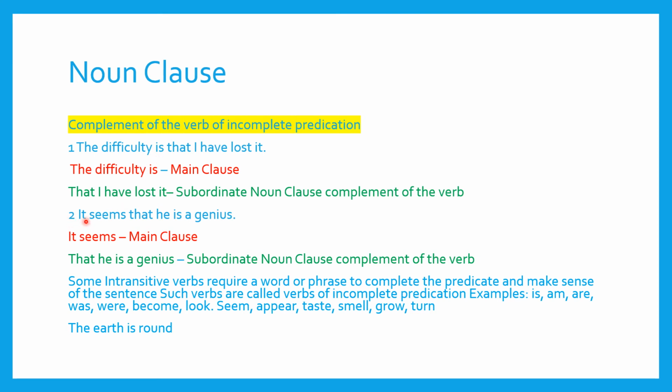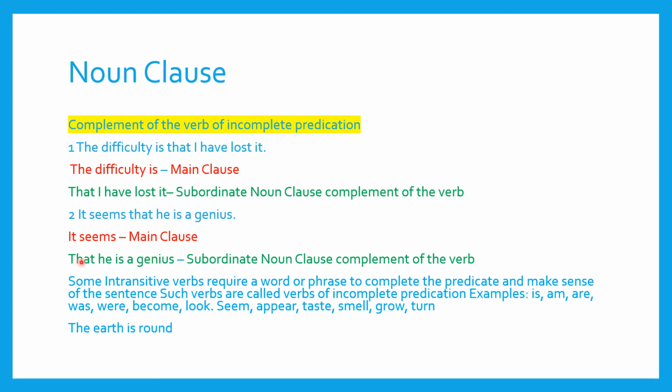The second sentence: it seems that he is a genius. Again, we have to identify the main clause and the subordinate clause. Circle the subordinating conjunction. The subordinating conjunctions introduce subordinate clauses. So that he is a genius is the subordinate clause. It seems is the main clause. Seems is a verb of incomplete predication.